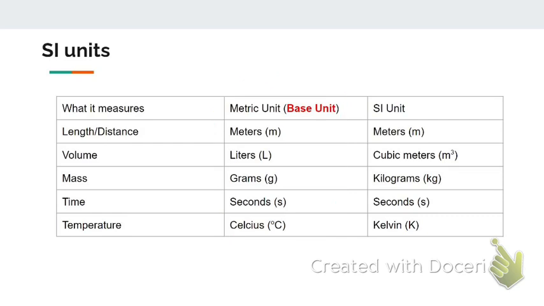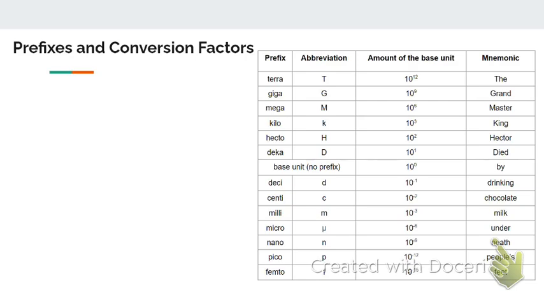Our goal today, after learning all this, is to ultimately be able to convert between these units. To do that, we have to use what's called a conversion factor. Let's say we want to convert meters to centimeters, and centimeter would be cm, right?